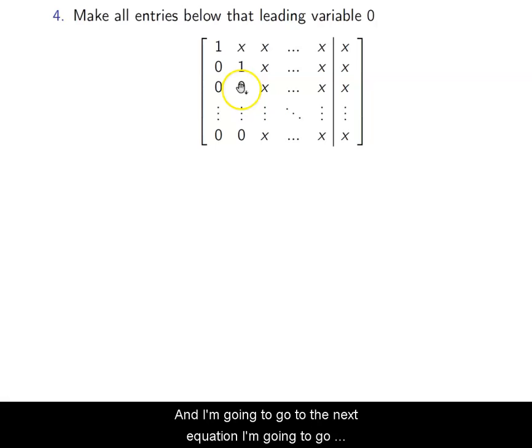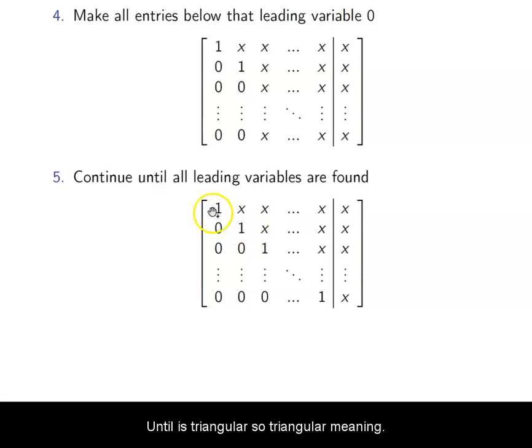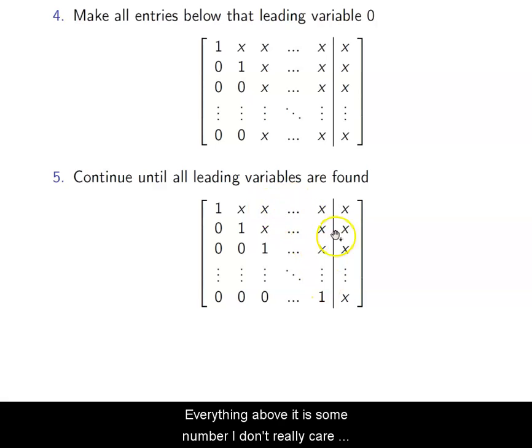Then I'm going to go to the next equation. I'm going to go to the first non-zero value, make it 1, make everything below it 0. And I'm going to keep on doing this until it is triangular. So triangular meaning I have my main diagonal, okay, where everything is 1. Everything above it is some number. I don't really care what it is at this point. And everything below is all zeros. Okay, so it looks like a triangle.